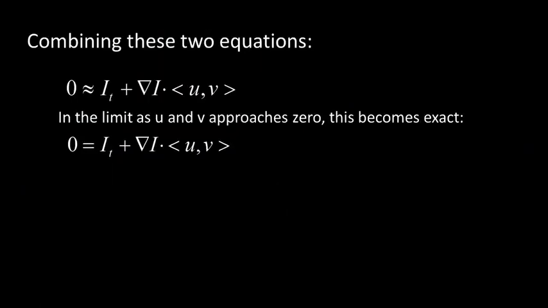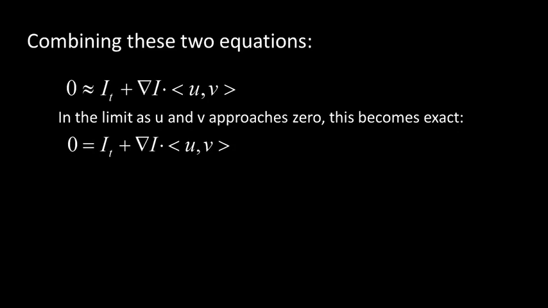Now, this is an approximation in the limit as u and v approach 0. Now, you might ask, how can u and v approach 0? Well, the idea is that in the limit, of course, if t was very small, the amount of motion you'd get would be very small. You would just have the direction.